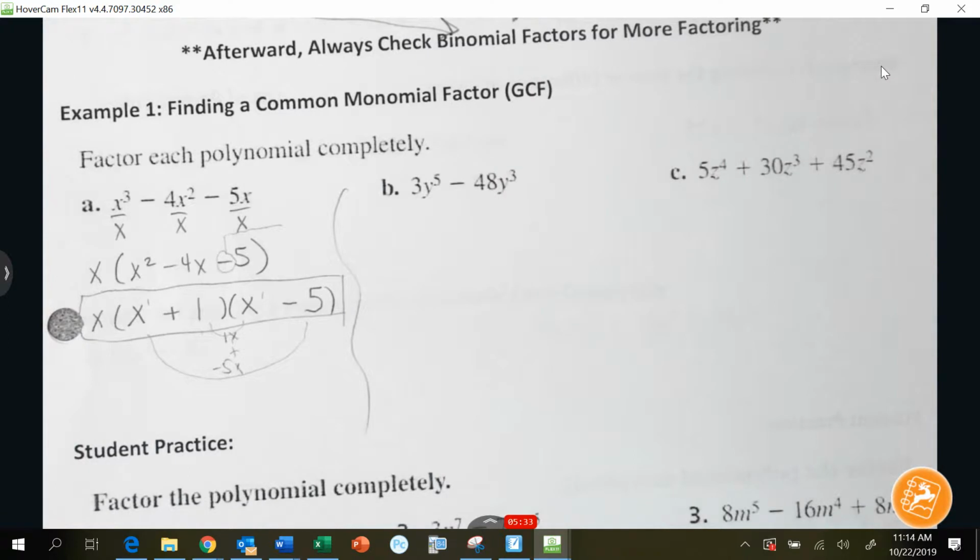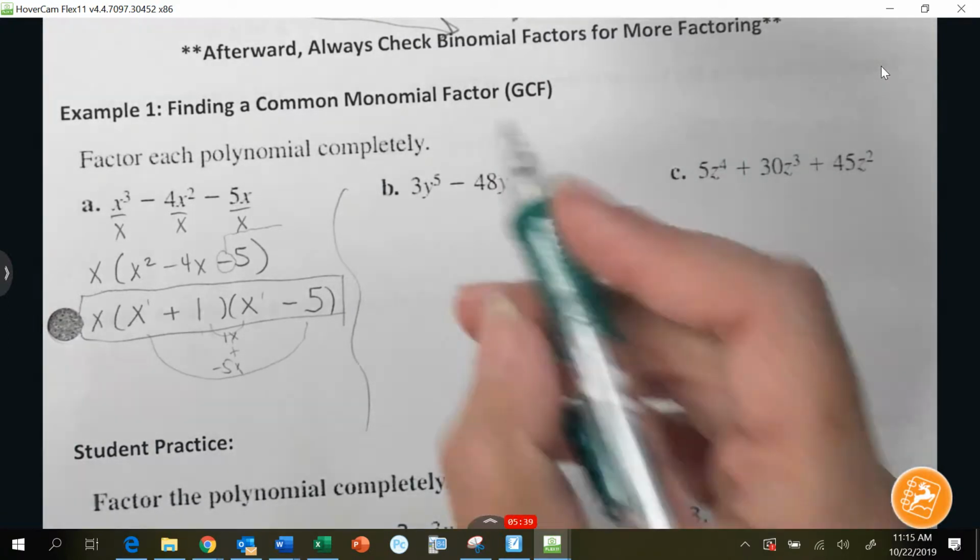Question B, what is my first step? Greatest common factor. Do we have a greatest common factor?